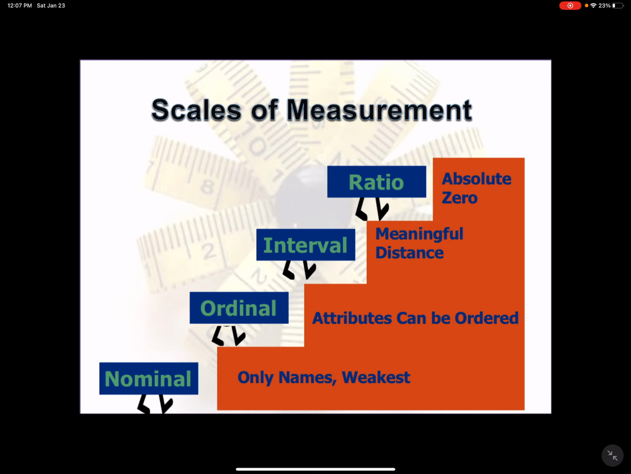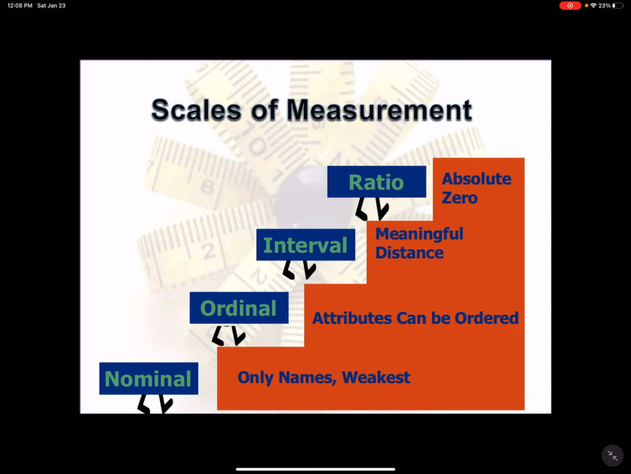Here's a little chart that I made to help you recognize that. So those of you who have the capability, you might want to stop this recording and take a picture, because this will really help you study for the test. And these are our scales of measurement: nominal, ordinal, interval, ratio.